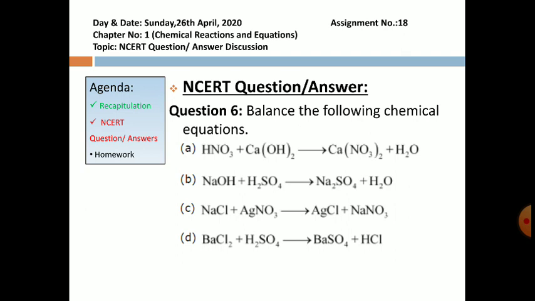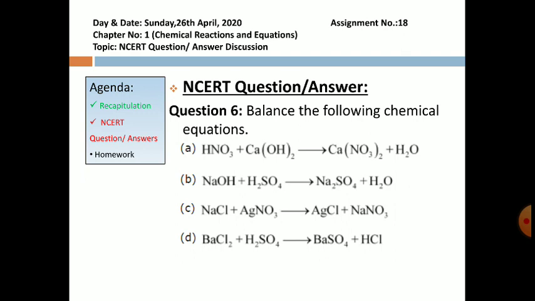Fourth, D. BaCl2 plus H2SO4 gives BaSO4 plus HCl. Its balanced chemical equation becomes BaCl2 plus H2SO4 gives BaSO4 plus 2HCl. We have to balance the number of elements on each side.